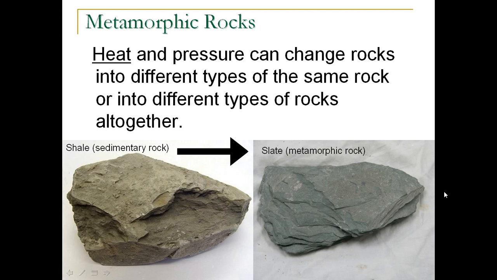Heat and pressure can change rocks into different types of the same rock or into different types of rocks altogether. The picture you see here is the sedimentary rock shale, and once this rock is under heat and pressure, so it gets buried down deep in the earth, it gets really hot, really pressed, really compact, and it eventually changes into a metamorphic rock called slate. You can see how these rocks look very similar. The metamorphic rock is definitely flatter because of all the pressure it's under, and it looks a little bit different in color because those minerals have rearranged a little bit.